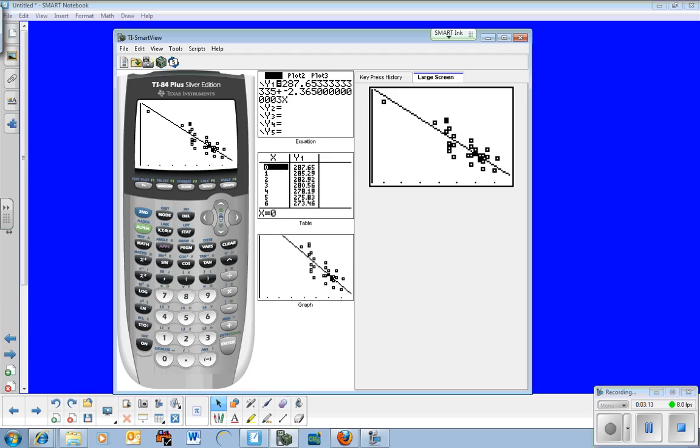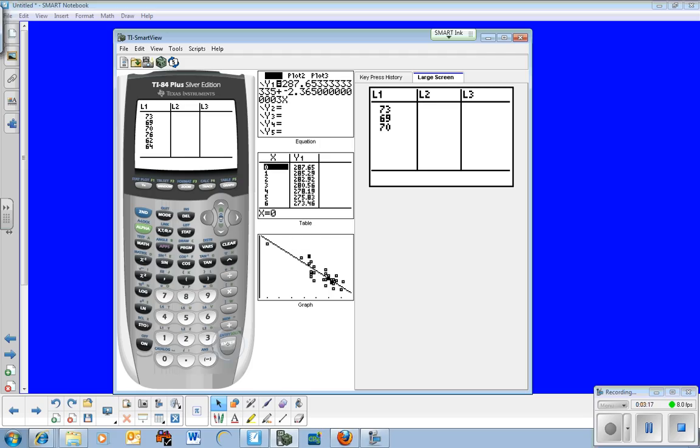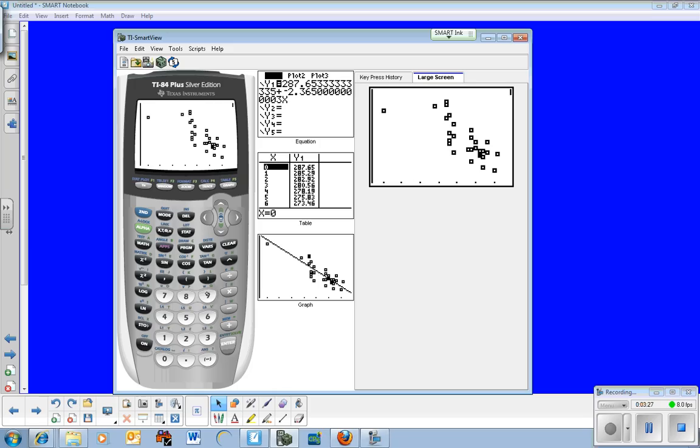All right, so actually that's not going to be influential enough. I'm going to make it 45 and 150. Okay, so this point that I've added is influential.